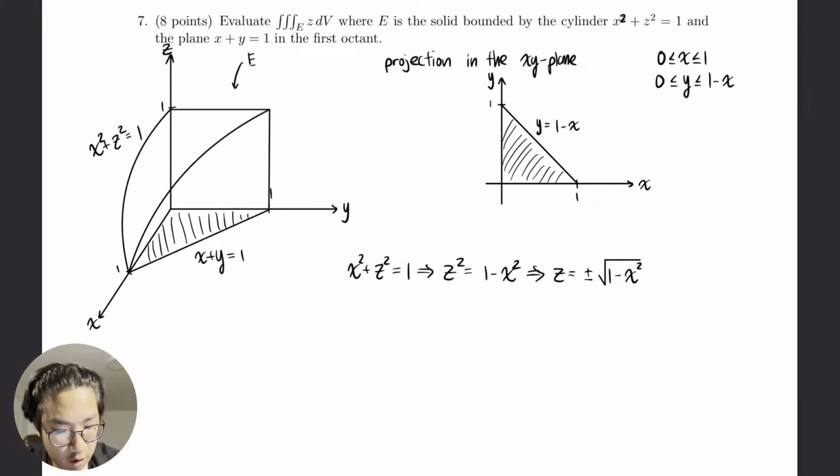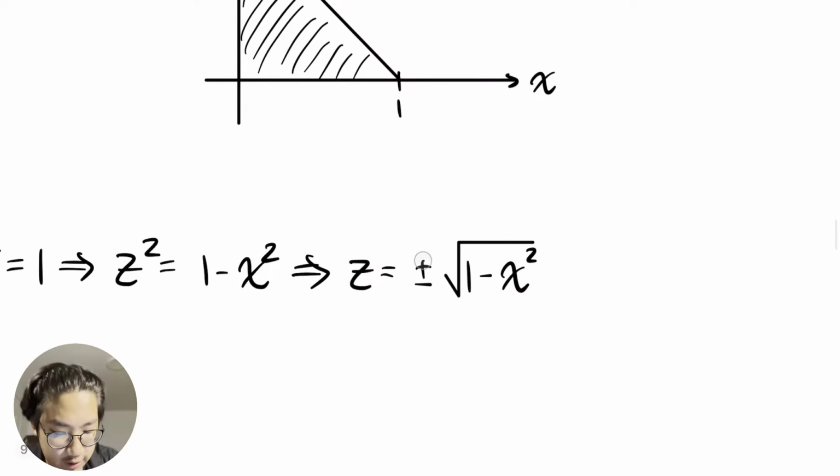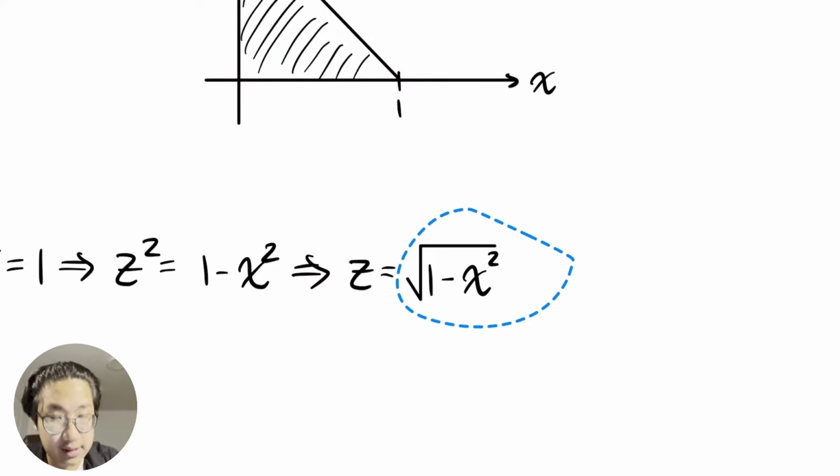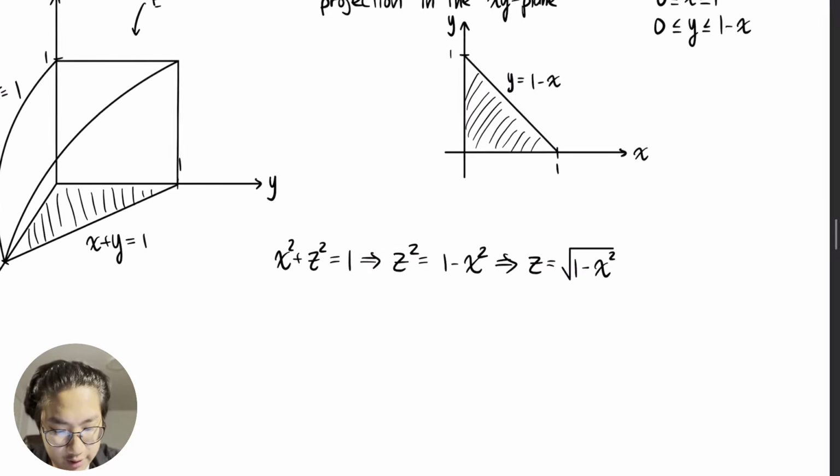Okay, with this in mind, we're obviously just going to use the positive one, because we are dealing with the first quadrant. So let's get rid of that. But usually it's best to keep in mind that there is the positive and negative. From there, we can now actually set up the triple integral.